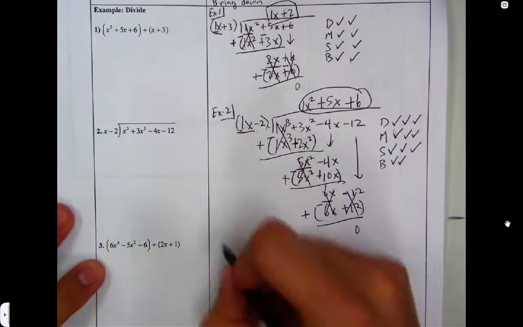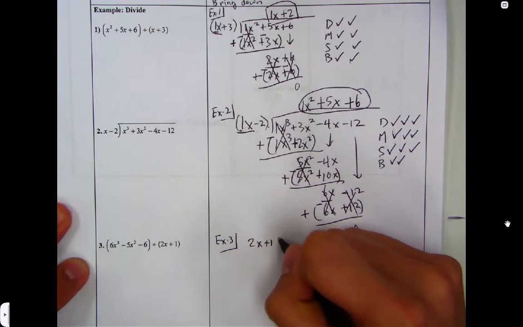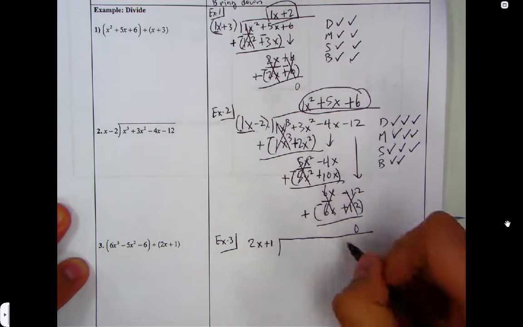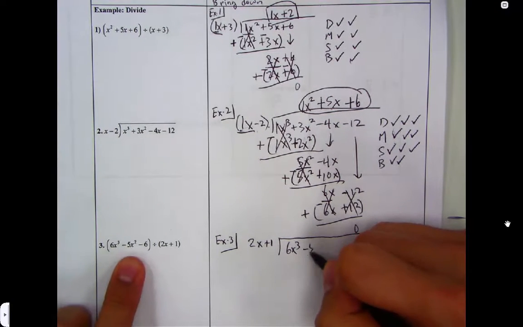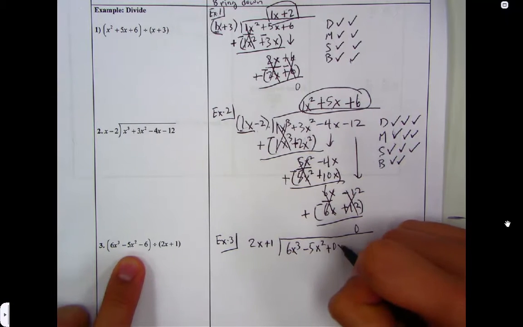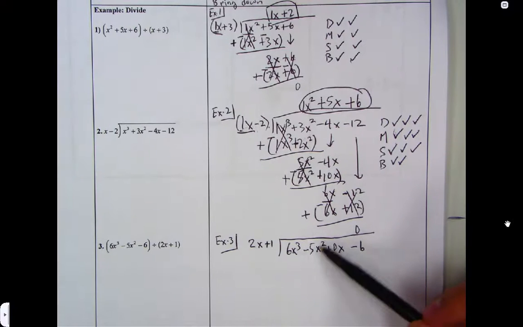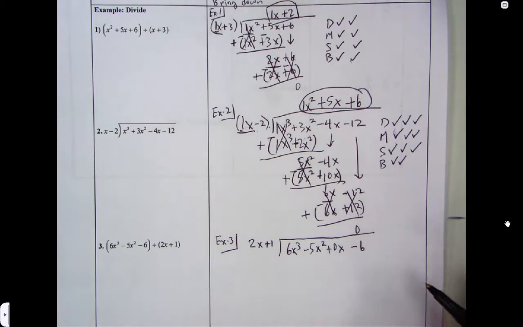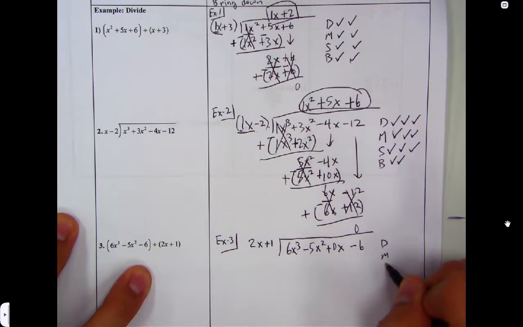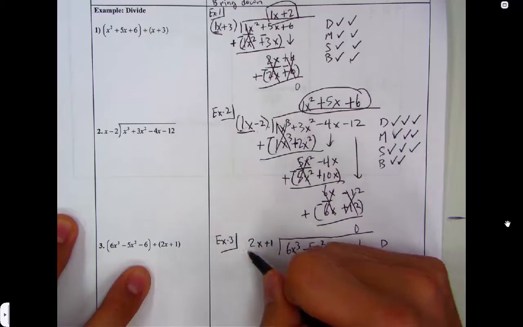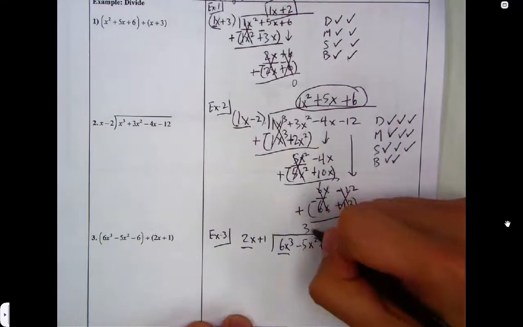Example 3. 6x cubed divided by 2x plus 1. Now this is tricky because there's no x term, so I'm going to have to write plus 0x. Anytime you're missing a power of x, you make sure you write the 0. Okay? I'm going to write my steps here. Does McDonald's sell burgers? First step, take the 2x, and D means divide, so 2 goes into 6 three times, 3x squared.